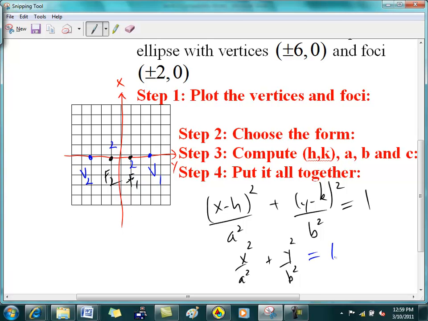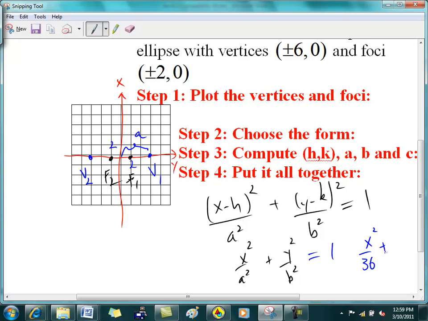All right. And remember, a is the distance from the center to the vertex. So this distance here is equal to a. That'd be 6. Is everybody there? Because it's 3 boxes. Each box is 2 units. So it's going to be x squared over 36.